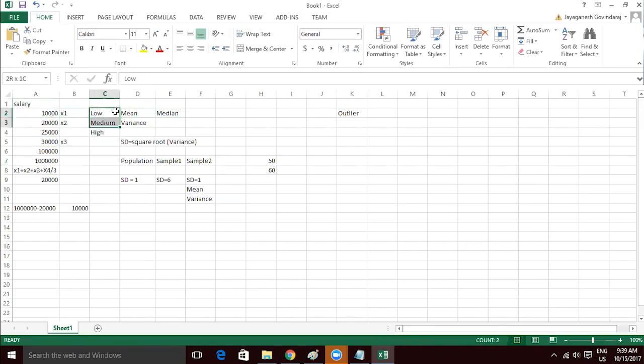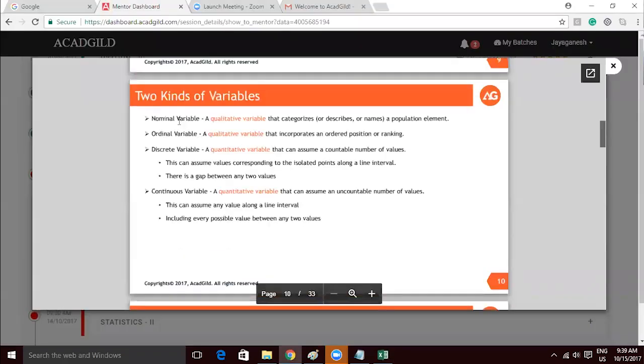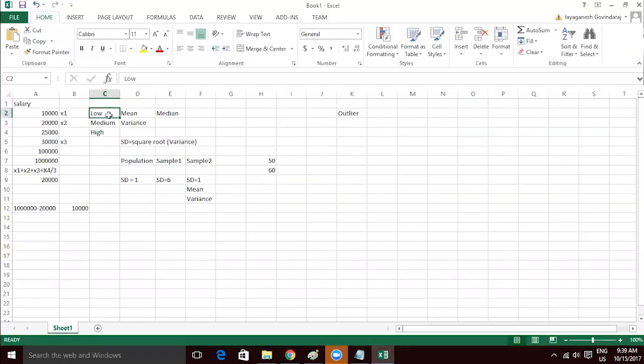Within categorical variable, we have two kinds of things: nominal variable and ordinal variable. In the PPT you have all those things, but right now we'll see the practical. If anything is with characters, then we call that a categorical variable. Within categorical variable, we have two kinds: ordinal and nominal.